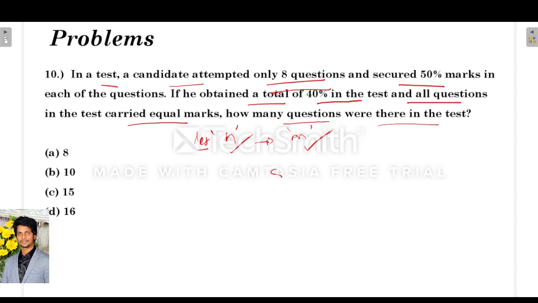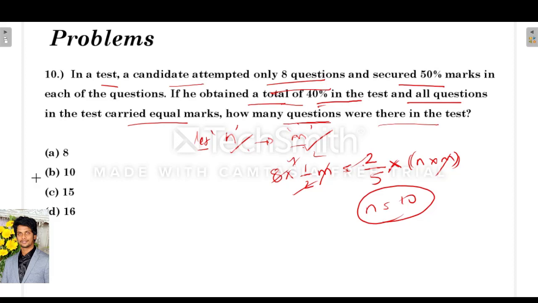So they are telling he attempted only 8 questions and he secured 50% marks in each question. 50% means 1 by 2 into m. And it is given that he obtained a total of 40% in the test. So 40% means 2 by 5, right? 40 by 100, 2 by 5. In the test, what is the total number of marks? N into m, number of questions into marks per each question. This is the total number of marks and he obtained 40%. So they are asking how many questions are there. So m and m will get cancelled. So n is 10. So there are a total of 10 questions in the test.